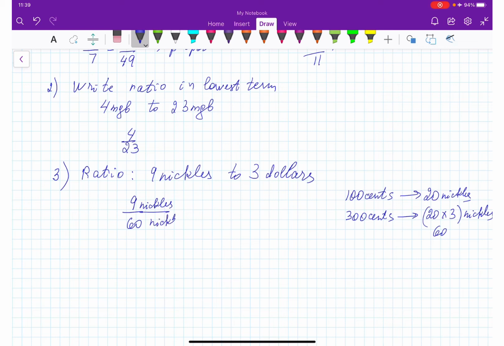Now we have ratio. So all I can do is simplify by 3. This is going to be 3. This is going to be 20. And the answer is going to be 3 over 20. So the ratio for 9 nickels to $3 is 3 over 20. Question number 4.